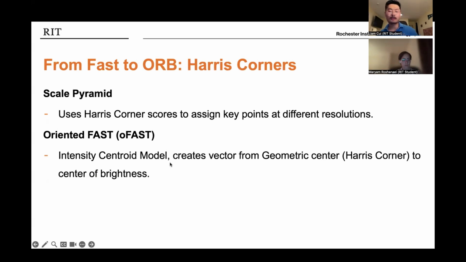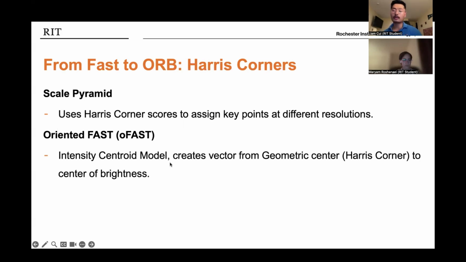And now that each key point has a score, we can map out the key points based on that score, and we can size up or down the image, and we still know which key point is which. Then we use an aggregate of different resolutions to make a scale-robust model from that point. It's a scale pyramid.